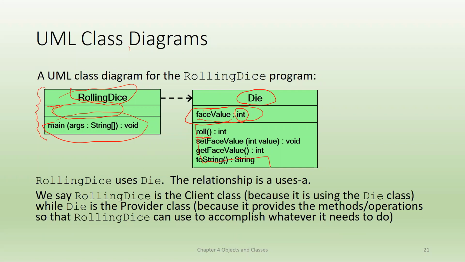Notice how you signify methods: method name, parentheses, and the data type. This is the return type. For the parameter, you do not have to have the name. You just need to specify the data type. So method name, data type, return type. That's what a UML diagram is.